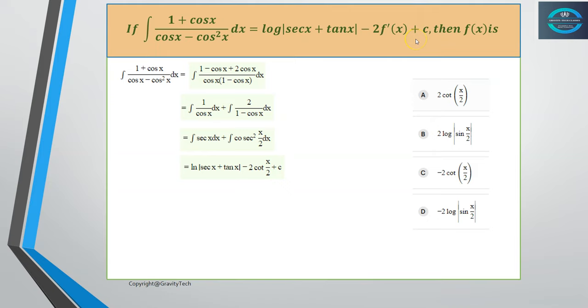But this is what it is, right? See, now if we compare this with that, minus 2 f dash x will be minus 2 cot of x by 2. So what is f dash x? Cot of x by 2. So what will f of x be? The integration of cot of x by 2. What is the integration? Log of sin of x by 2, and it will again be divided by the derivative of x by 2, that is, divided by 1 half. So 2 here. Okay, so that's the answer.